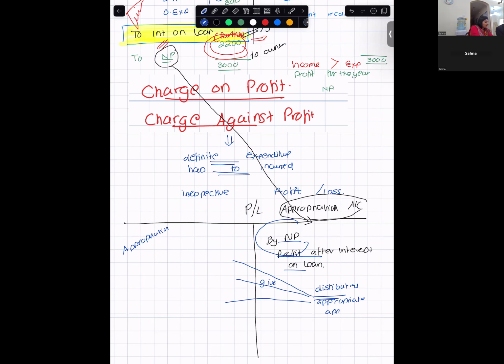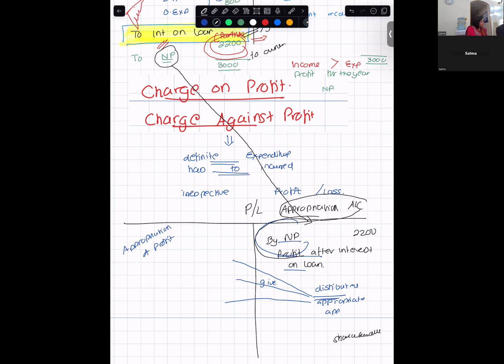What is it called? Appropriation of profits. So when I get the main profit, I am going to give it to the owners. When I am distributing the profit to the owners, it is called appropriation of profits. When there is no partnership deed, the full amount we got, 2,200, will be shared equally.